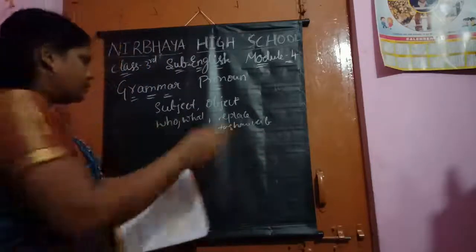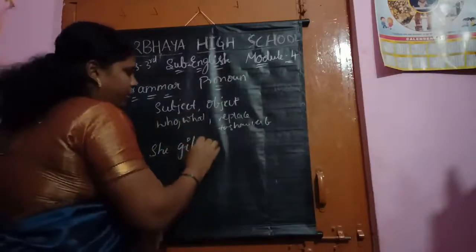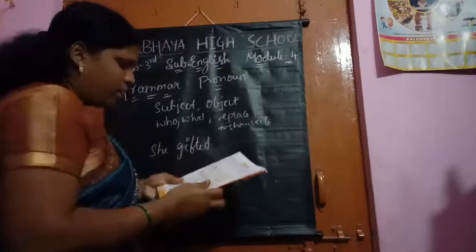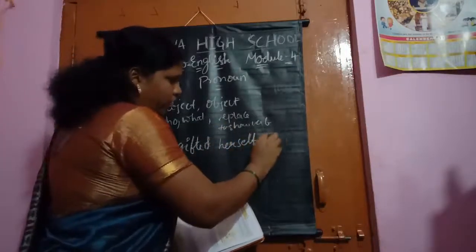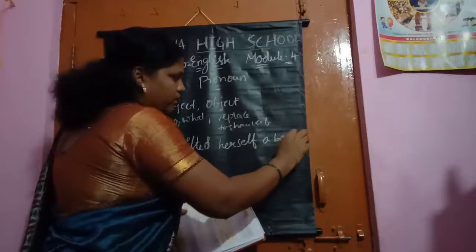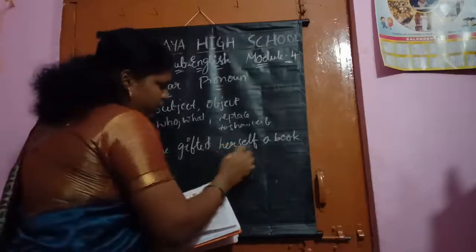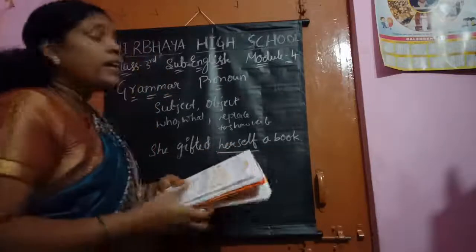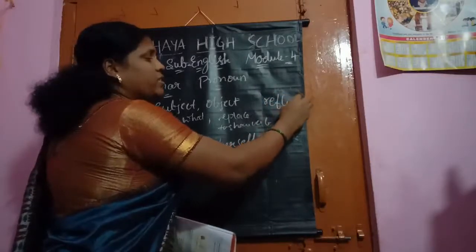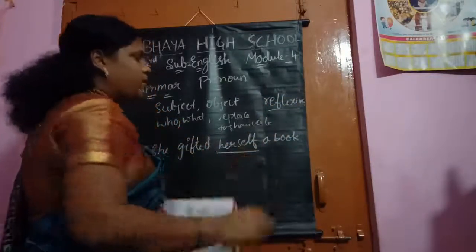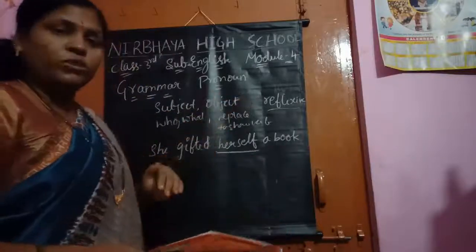See here. Now I wrote here, she gifted herself a book. See here, children. Here, herself is a reflexive pronoun. Yes, children. First, what is subject and what is object we will see. After that, we will go to the reflexive pronoun.